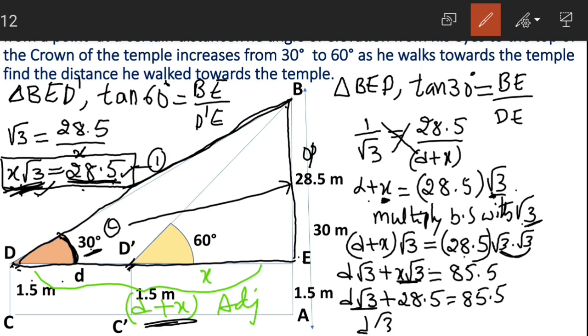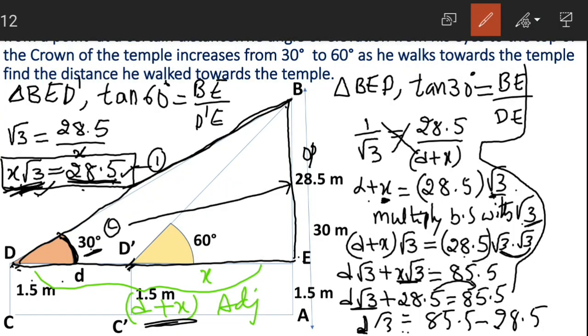Okay, so d root 3, we need d root 3 value. So d root 3 is equal to this 28.5, move to the right side, we get 85.5 minus 28.5. That is d root 3 value. So now we get d root 3 is equal to 85.5 minus 28.5 is nothing but 57. So d is equal to 57 by root 3.